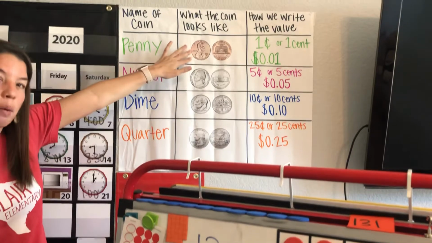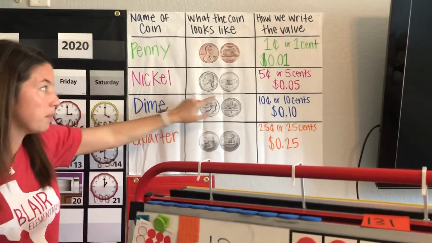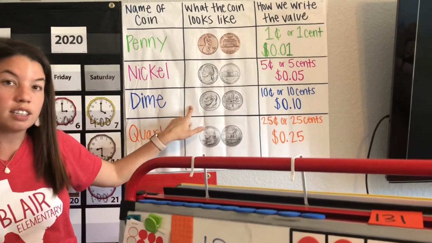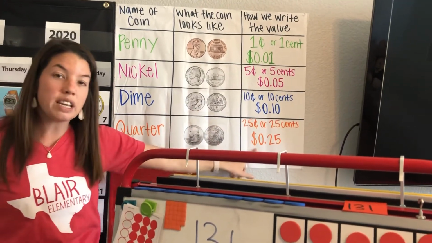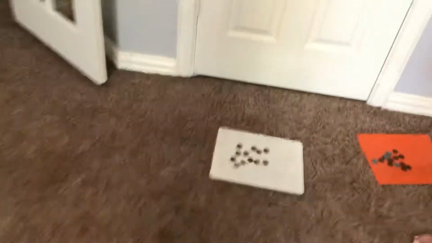Our penny is worth how much? That's right, 1 cent. Our nickel is worth how much? 5 cents. Our dime is worth 10 cents. And our quarter is worth 25 cents. So we're gonna come over here and we're gonna practice counting some coins.